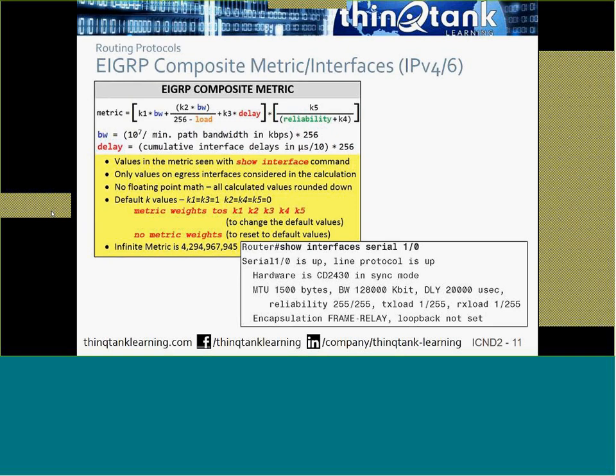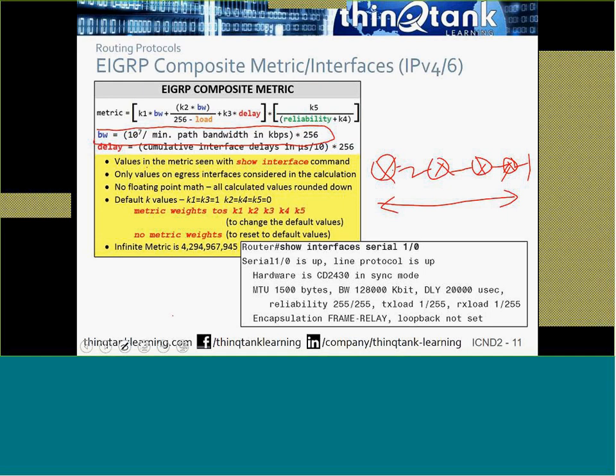Bandwidth. Let's break down bandwidth first. All right? So bandwidth is 10 to the power of 7 divided by the minimum path bandwidth in kilobits per second times 256. What I mean by the minimum path bandwidth: if I've got a serial link, an Ethernet link, and a serial link, and whatever, along this path, one of those links has the worst bandwidth. Whichever that value is, that's what goes into the formula.